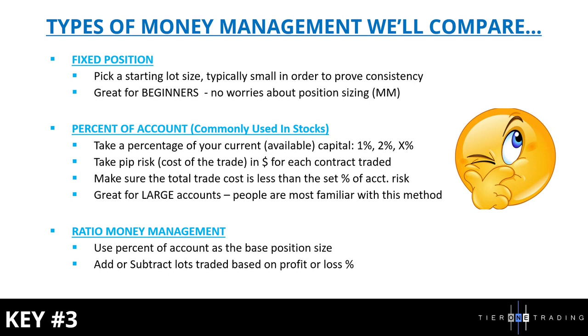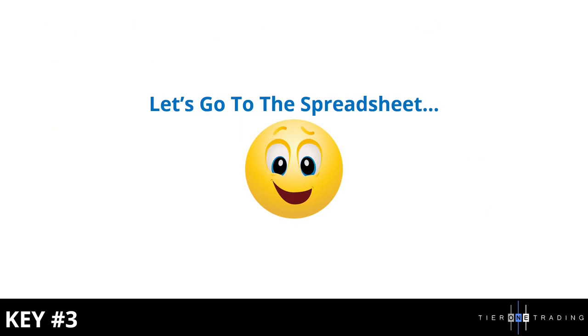What we do is add or subtract lots traded based on the profit or loss percentages that we've achieved. What do I mean by that? Okay, I'm going to say it again. We add or subtract lots traded to the position size based on the profit or loss that we achieve in our trading while we're trading, keeping track of our records, keeping track of our trades. We know how much percentage we've lost in the last week or over the last trade and so on. And then we add or subtract to that. Let's go see what it looks like in the spreadsheet.